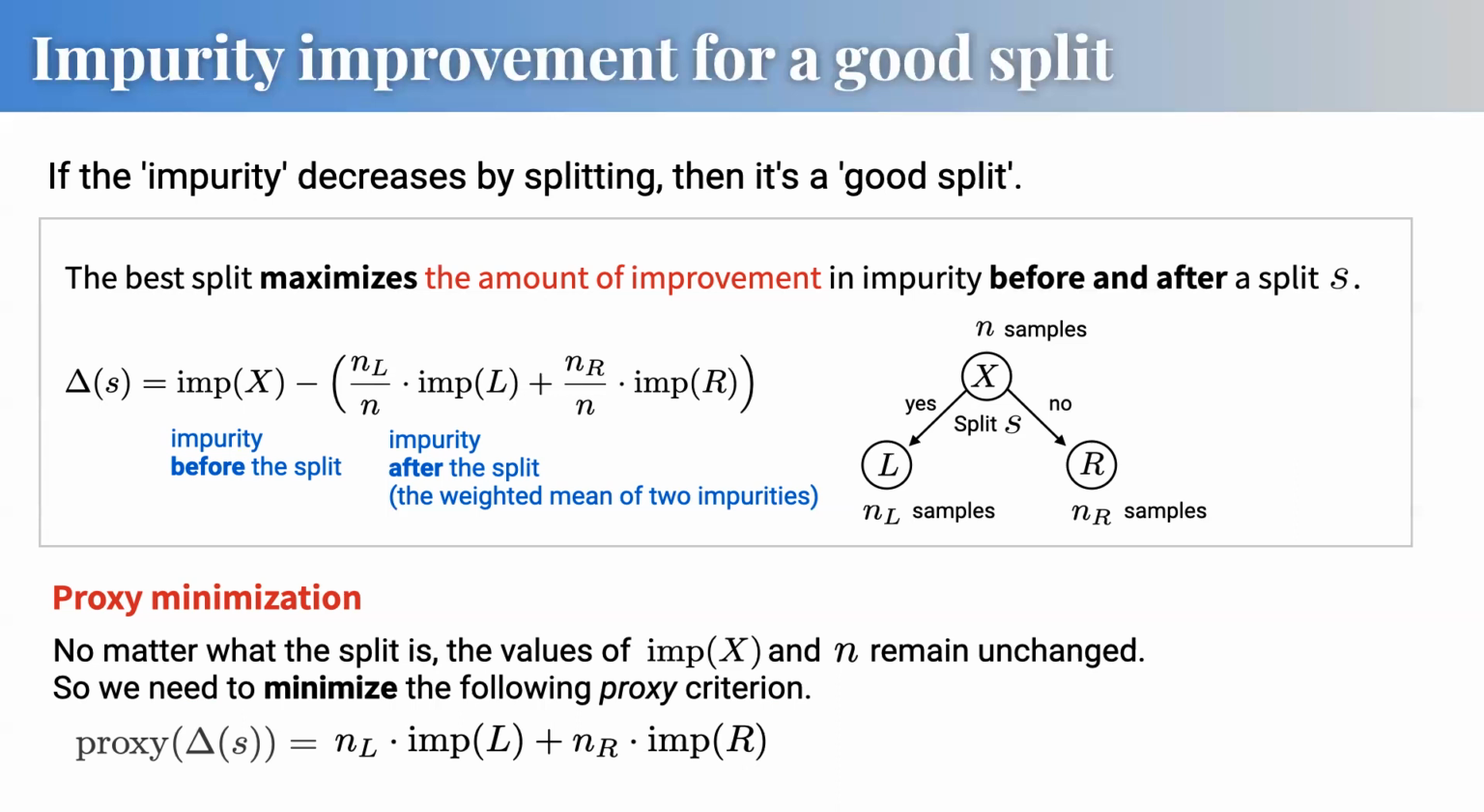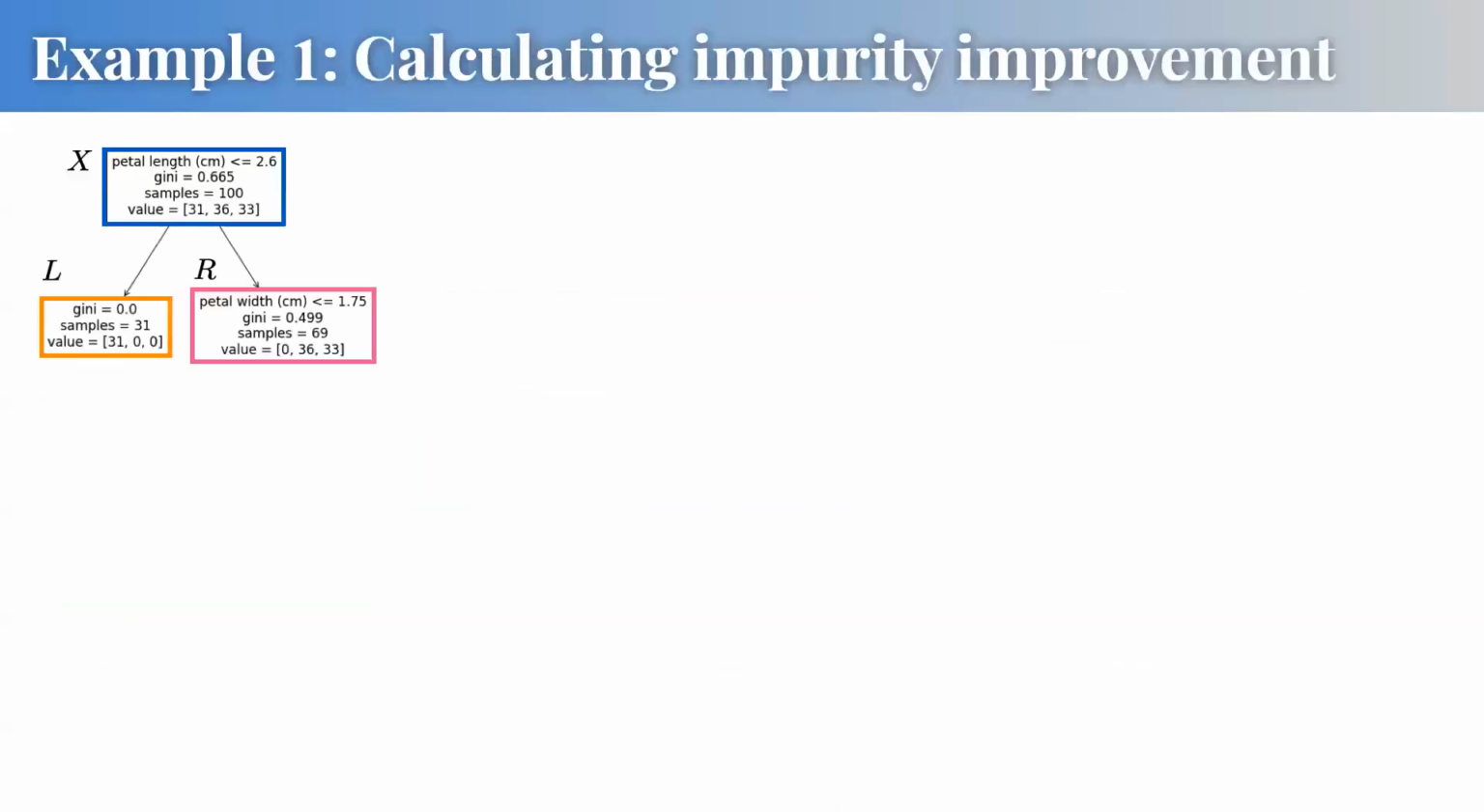So we can ignore this one, and actually we can ignore this n number, the number of samples in the original input space. Then in the implementation, we just maximize this proxy score: the number of samples times impurity, summed over these two terms. So it's very simple. We will cover a very small example here.